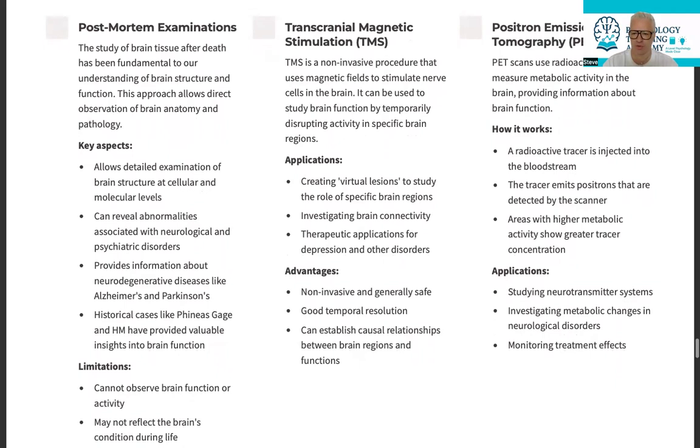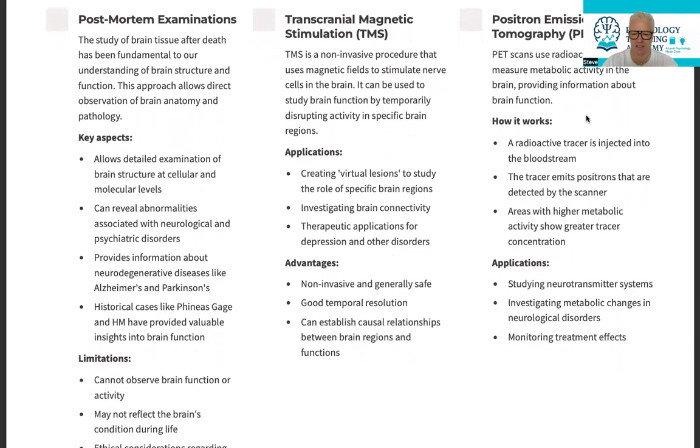PET scans, or positron emission tomography. This is where you inject a radioactive tracer into the blood. There's a classic study by Tulving who looked at this. He looked at the difference between episodic and semantic memories, where they used PET scans. However, I think out of the 6 participants, 3 of the data was inconclusive, and Tulving was one of the participants as well.